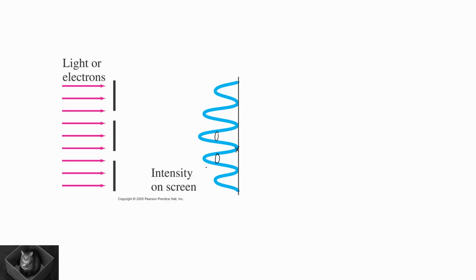So that's what this matter wave is telling us, something about the probability of finding our particle in a given location. So we define the matter wave, as I showed in that previous slide, with a psi. This is known as the wave function.